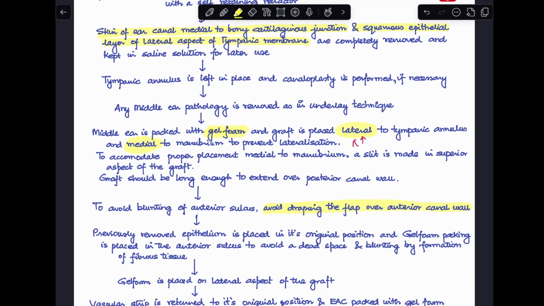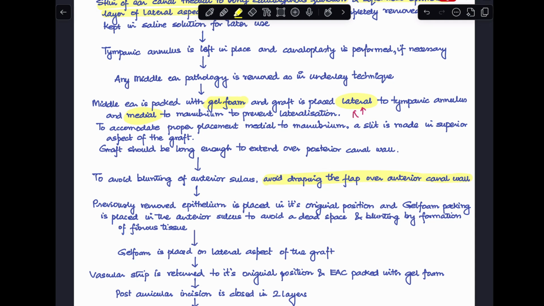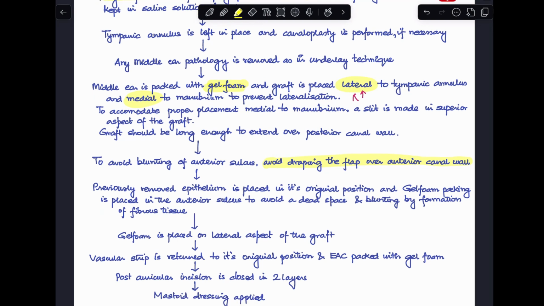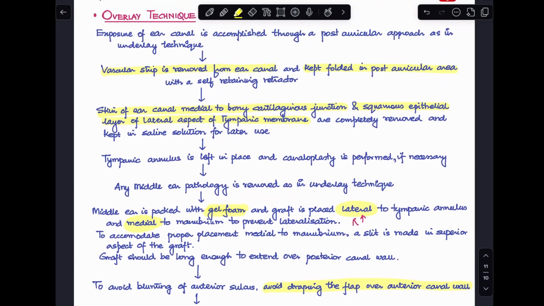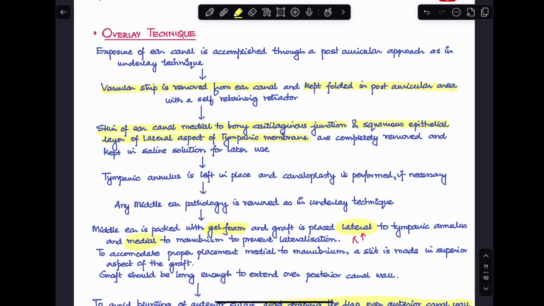Now, the squamous epithelial layer that you had removed earlier is placed in its original position, and then you do a gel foam packing in the anterior sulcus to avoid a dead space, and then the gel foam is also placed on the lateral aspect of the graft to stabilize it. The vascular strip is returned to its original position and the external auditory canal gets filled with gel foam. You close the postauricular incision and apply the mastoid dressing. So these are the steps of the overlay technique.